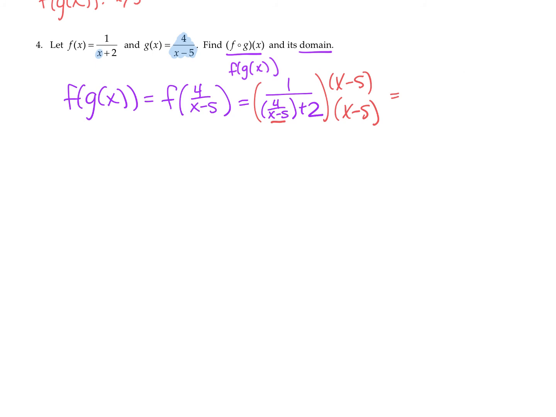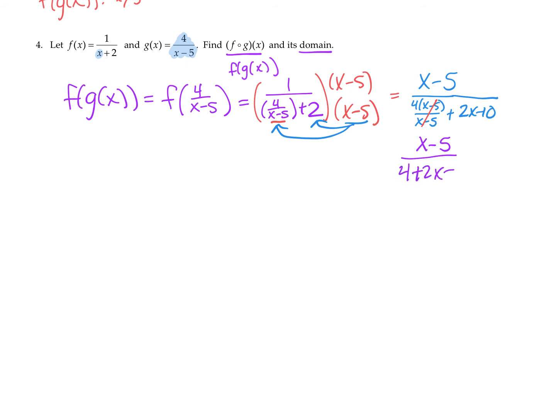Actually, I'm going to switch to a different color. X minus 5. On the bottom, I have to do x minus 5 times that 4 over x minus 5 and times 2. So I'm going to have 4 times x minus 5 over x minus 5 plus 2 times x minus 5 will give me 2x minus 10. So when I go to simplify this, these x minus 5s will divide. So I'll just have x minus 5 over 4 plus 2x minus 10. So I'll have x minus 5 over 2x minus 6.